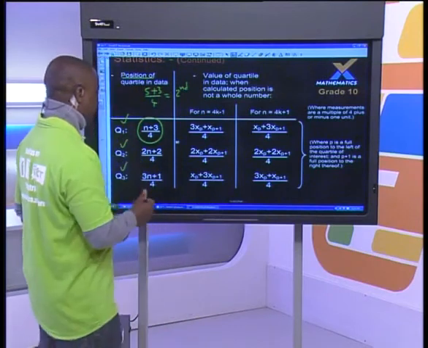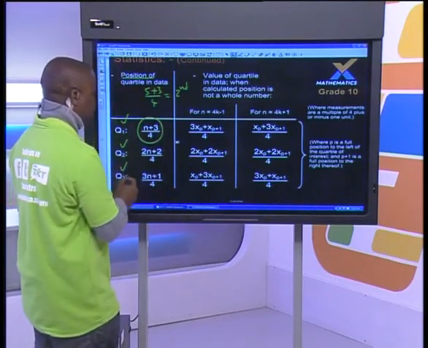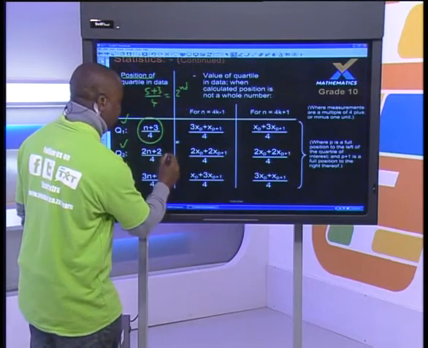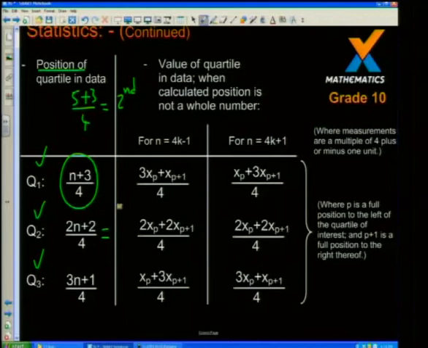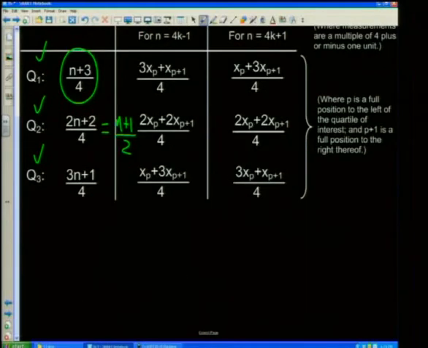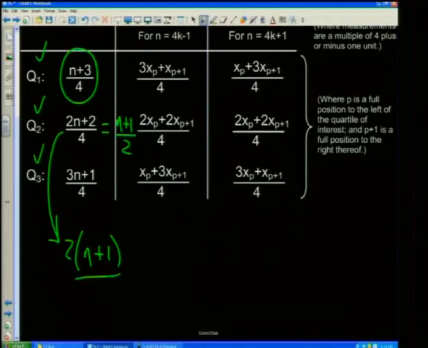All right. So if we go to Q2, you may have come across an expression that says n plus 1 divided by 2. Indeed, that matches up with this, because if you take out a common factor of 2, you're going to have n plus 1 divided by 4. 2 goes once, 2 goes twice. Then you end up with n plus 1 divided by 2.